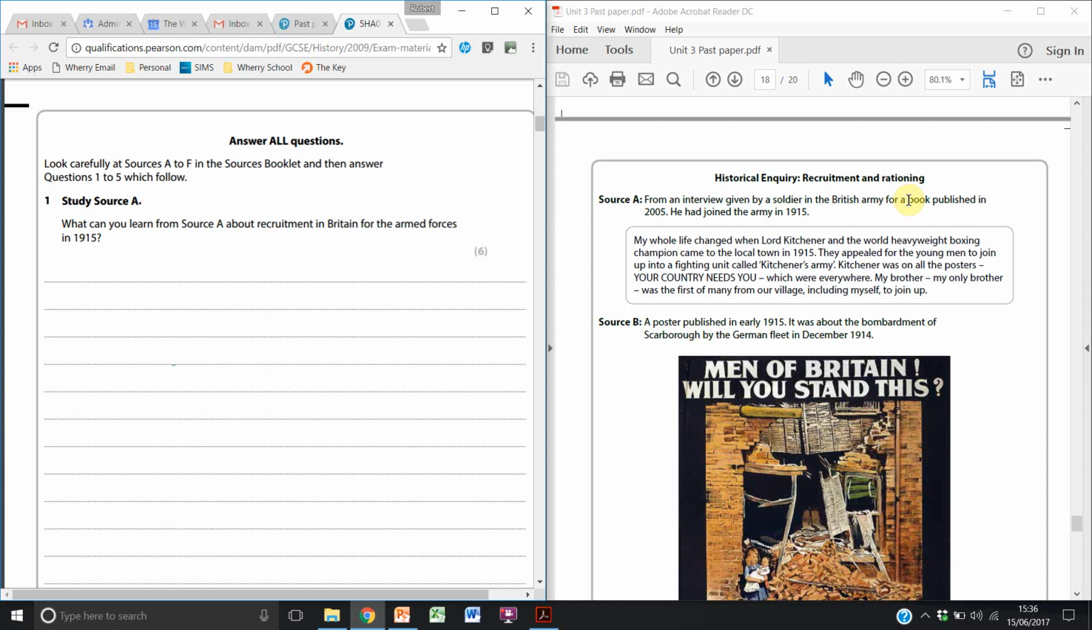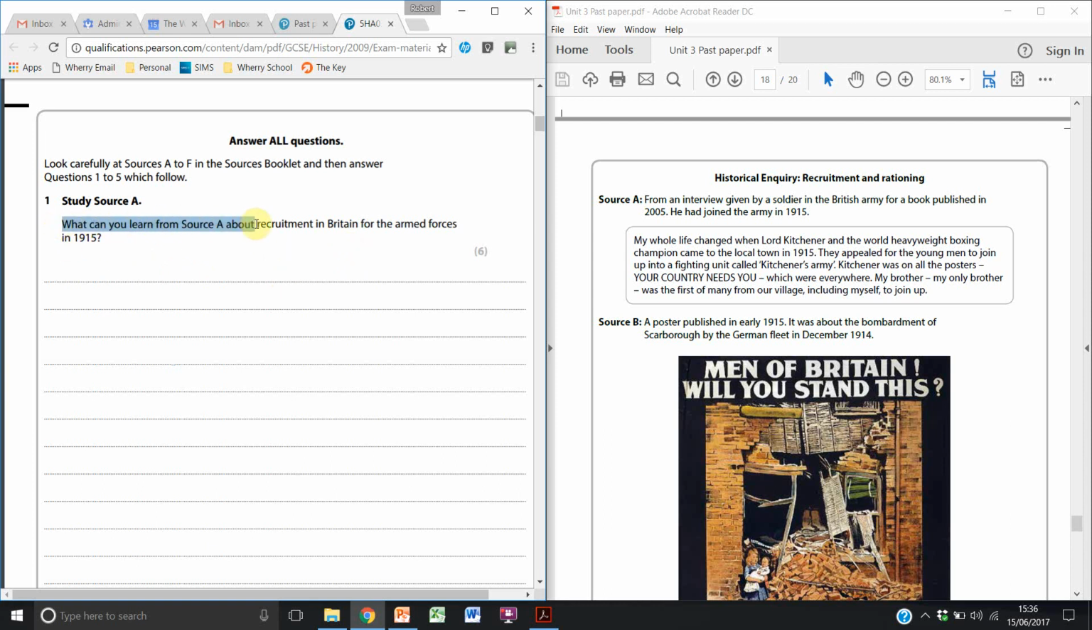It could be the liberal reforms introduced before World War I. It possibly could be the war itself, so the Battle of the Somme, weapons used during the First World War. Or potentially it could be looking at life after the war, so it could be looking at the role of women after World War I, and also it may be looking at the general strike of 1926. Okay, last year's paper though was focusing on recruitment and rationing, and the question is, what can you learn from source A about recruitment in Britain for the armed forces?